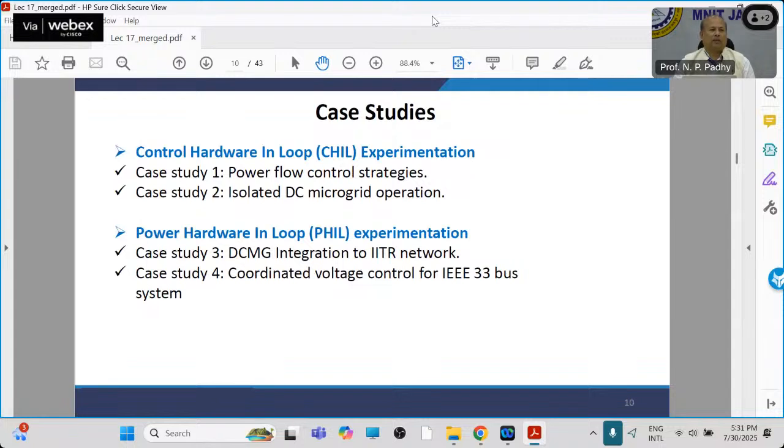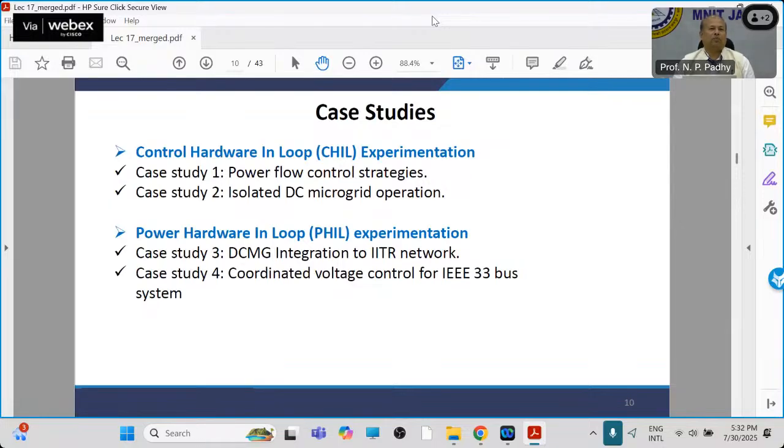I'll be talking about DC microgrid integration to the IIT Roorkee network. This is our USP. We integrated a DC microgrid to a real distribution system, which is at megawatt scale. That interfacing was really challenging, and we'll show you how the PHIL happened.